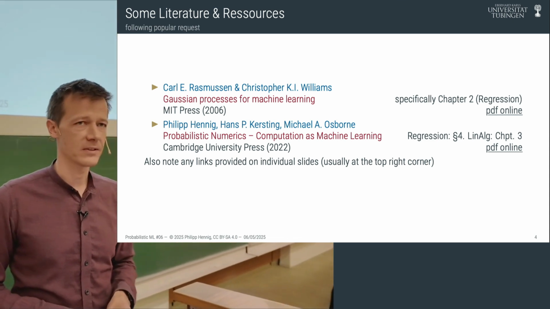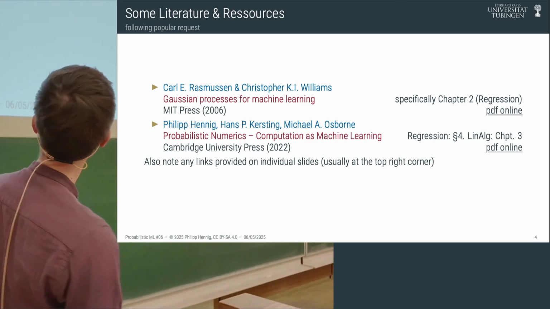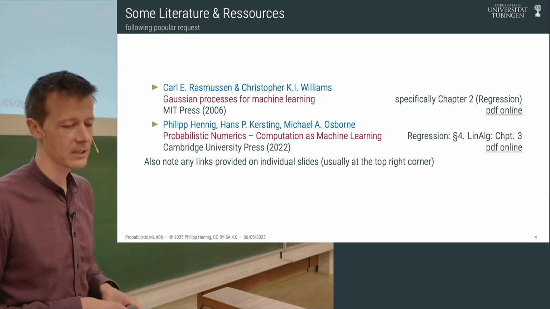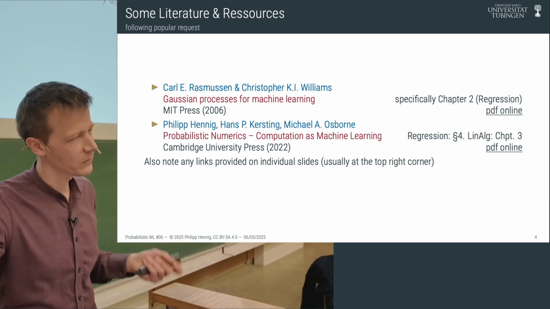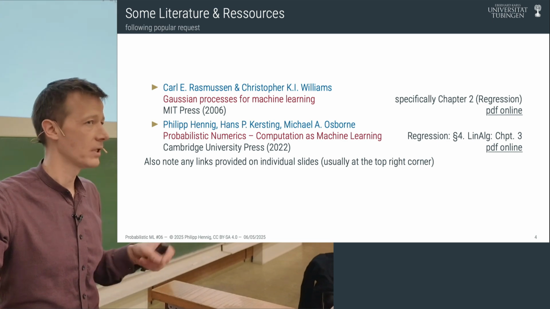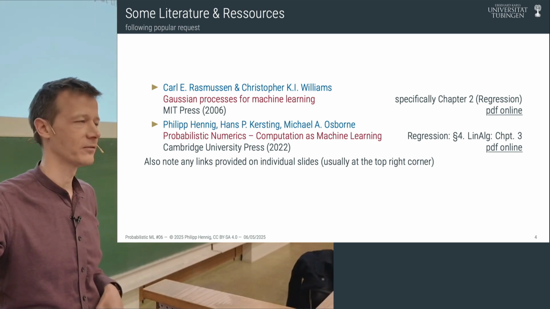It was written in 2006, actually here in Tübingen, when Carl Rasmussen was an Emmy Noether group leader here at the Max Planck Institute, together with Chris Williams, who was at Edinburgh at the time and still is. It's a great book, but it's from 2006. And actually, I know that Carl has been working on the upgraded version 2 of it for a long time.